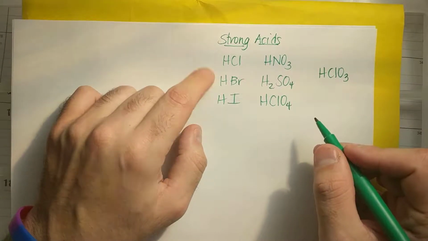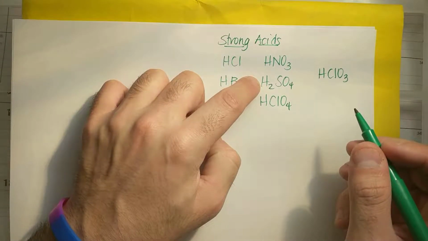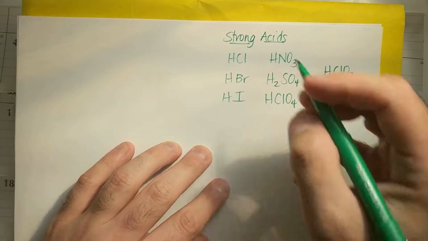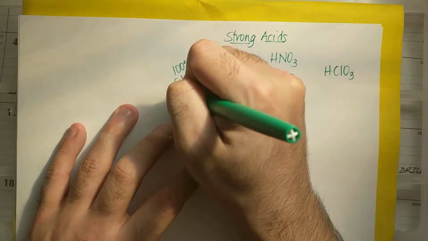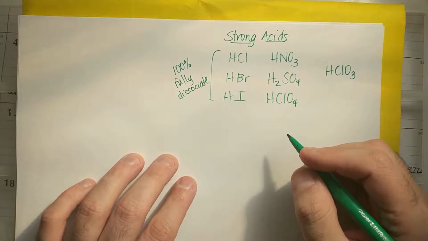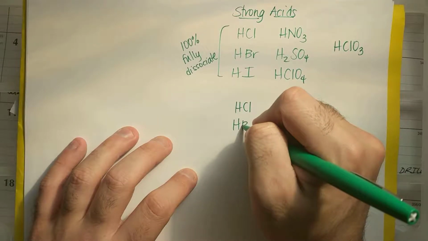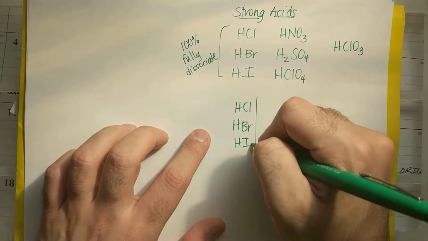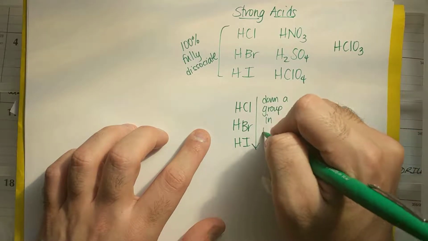HCl, HBr, HI, hydrochloric acid, hydrobromic acid, hydroiodic acid, nitric acid, sulfuric acid, perchloric acid, and chloric acid. These are all strong acids. That means they 100% fully dissociate. Okay? And then kind of connecting to a question about electronegativity and bond polarity, let me just focus on HCl, HBr, and HI. Cl, Br, and I all go down a group in the periodic table.